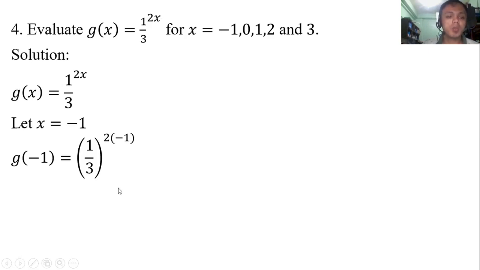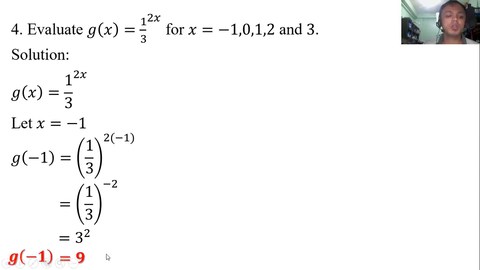2 times negative 1 is negative 2. Again, negative exponent, make it positive. No? Then to make it positive, put 1 as a numerator. Eh sir, may 1 na dito eh. No? So gawin natin, kunin natin reciprocal para maging positive si negative 2. What is the reciprocal of 1/3? We have 3. Then make your exponent positive. 3 squared, that is equal to 9. So we have here, no? Your x, if your x negative 1, then your function is 9.